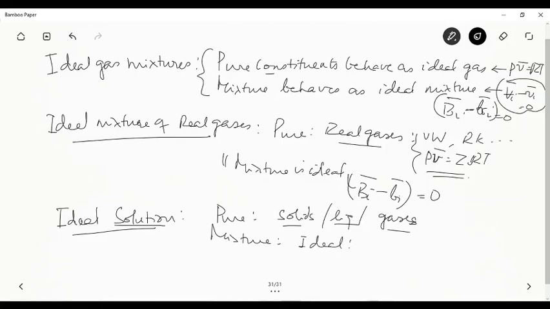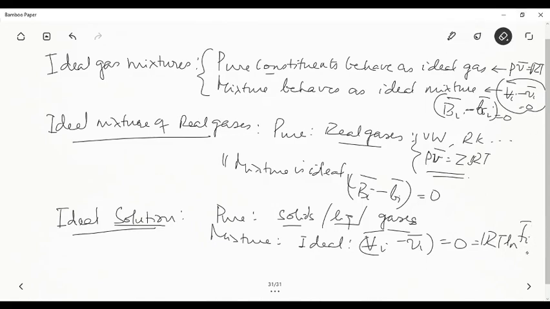That is, there is no change due to mixing, in which case your Vi bar minus Vi star is equal to 0. And we know that this Vi bar minus Vi star is defined as RT log Fi bar divided by Fi, where Fi is the pure substance fugacity and Fi bar is the fugacity of substance as it exists in the mixture. So now this is zero. Sorry, we had said this is Fi xi.